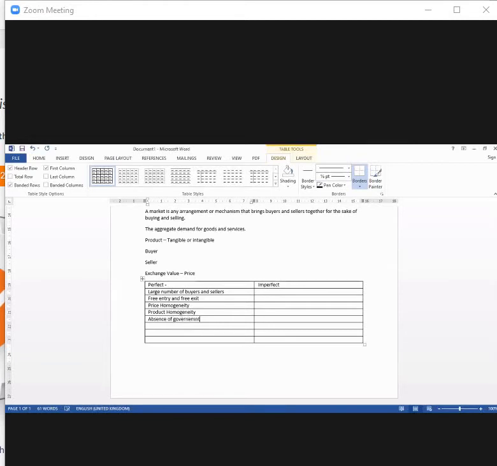Absence of regulation. That means the market is not regulated. By that, it means you allow the unrestricted flow of the forces of demand and supply. Price is determined by the interaction of demand and supply. Price is not centrally fixed. It's not regulated. It is determined by the interaction of demand and supply. These are some of the features of a perfect market.